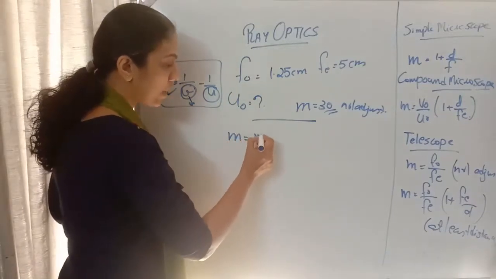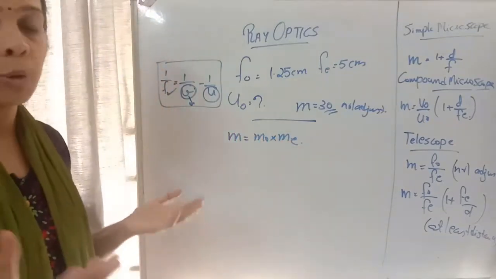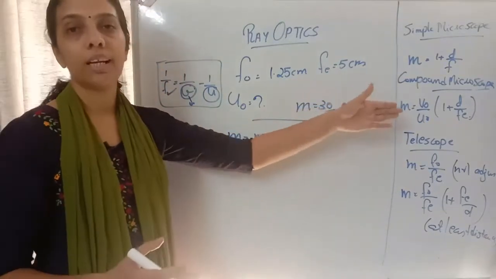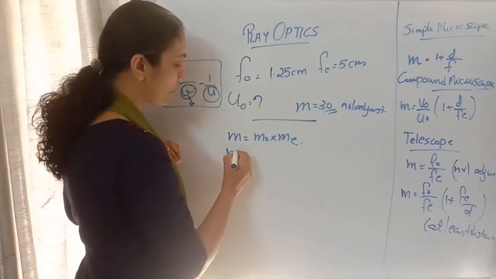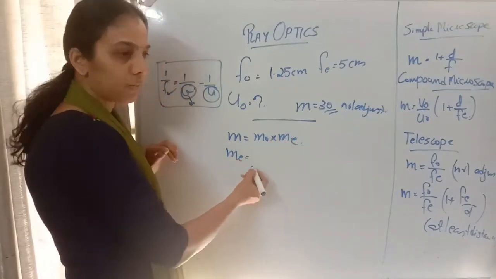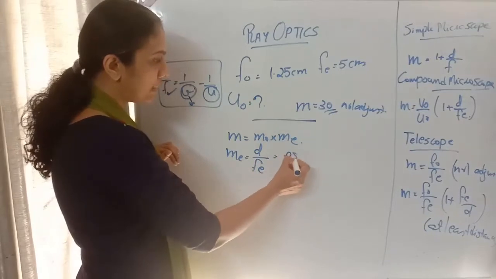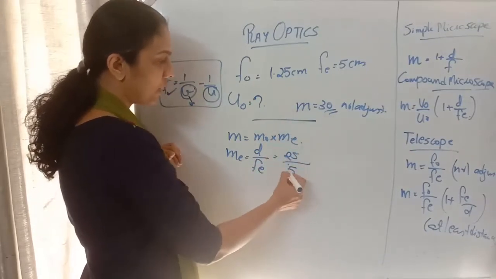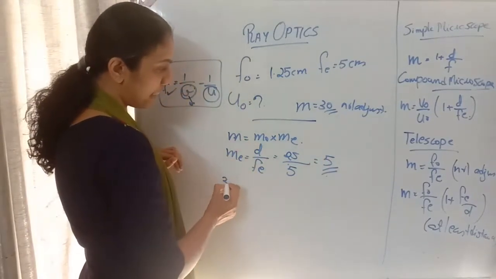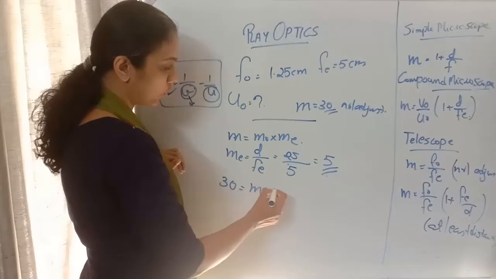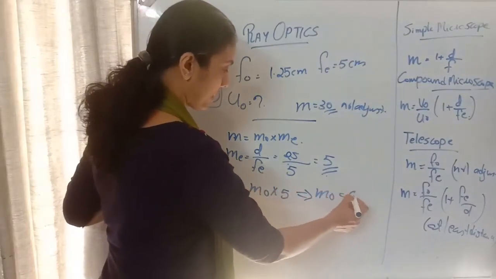Magnification M equals MO into ME. We don't have the values of MO and ME separately, but it is given under normal adjustment. At normal adjustment, the magnification of the eyepiece will be equal to D by FE. D we know is 25 centimeter, FE is given as 5. So what will be the value of ME? That is 5. So M equals 30 equals MO into 5. So MO we will get as 6.